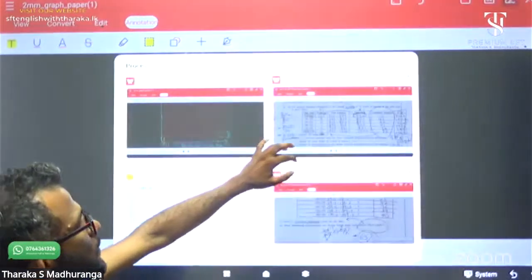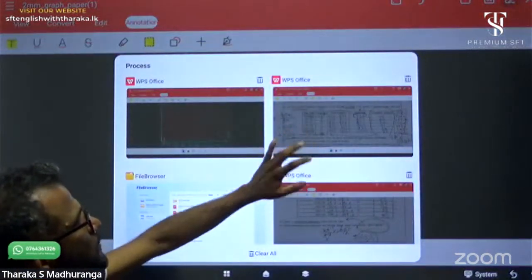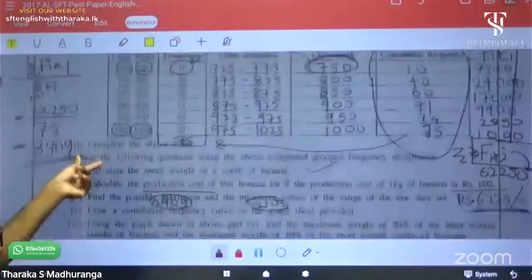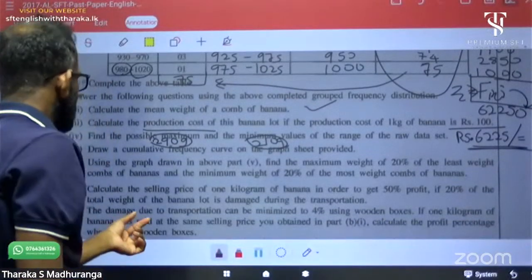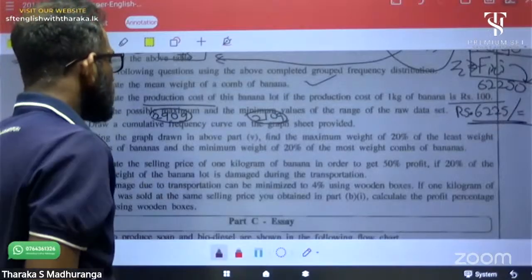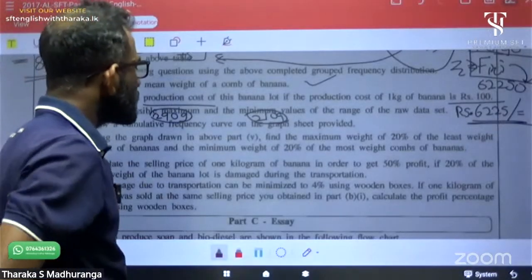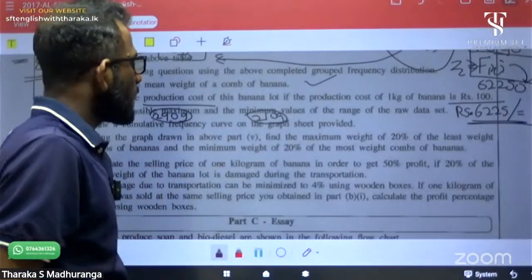Okay. Complete. Complete, right? Okay. Cumulative frequency curve done. Using the graph drawn in the above part, that's already done.